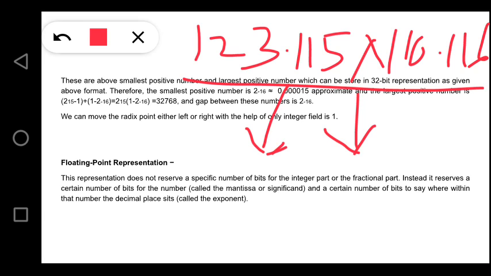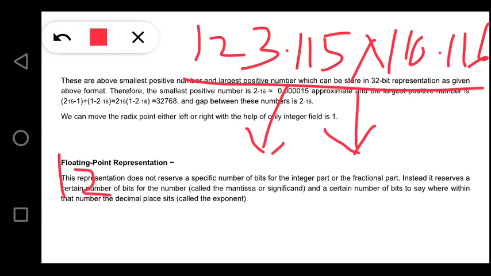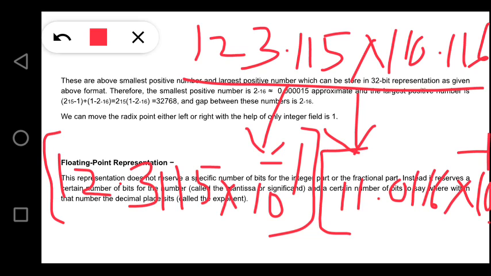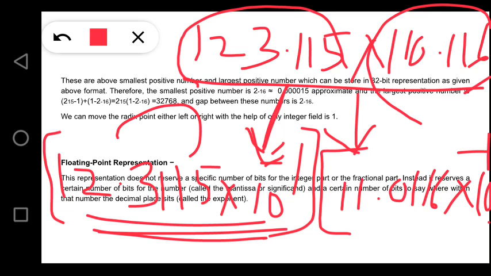Now we understand that doing fixed point arithmetic is difficult. So if you convert these real numbers into some numbers like 12.3115 into 10 power minus 1 and 11.0116 into 10 power minus 1, then you can do the calculations in comparatively less time, or it would be less complicated if you convert these real numbers into this notation. So this representation is called floating point.